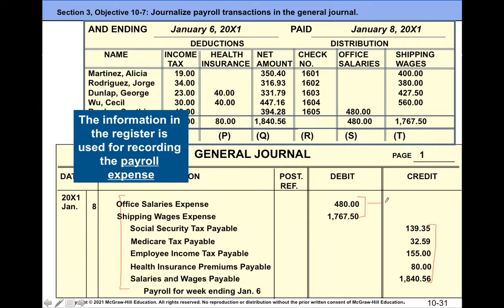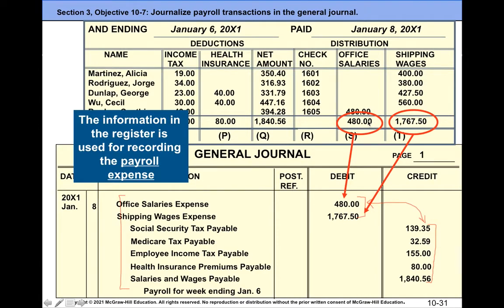Of course, debits must be equal, right? If you add up the 2 debits, they will be equal to these 5 credits. Where do the amounts come from? If you look at $480 and $1,767.50, these are payroll expenses. This is the gross pay, right?